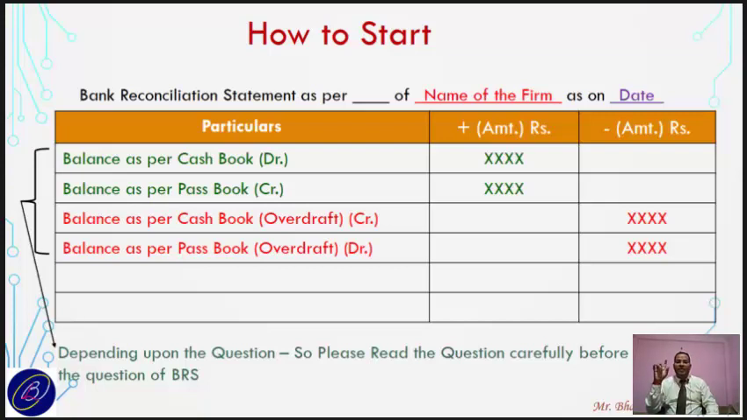Okay, one more thing: any one you have to write. So please read the question properly related to BRS, because any one you have to mention. All the four will not be there. Any one balance will be there. So out of these four things, any one will be there. So read the question, see which one is appropriate, and put it properly. Clear to you? Next.